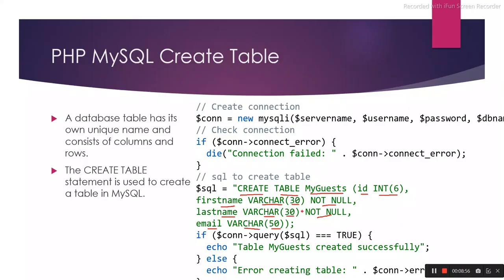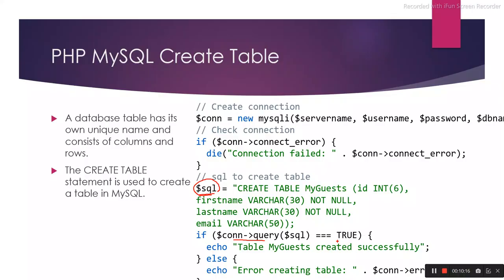So these are all 4 columns you have in the table: ID, first name, last name, email, that's it. 4 columns you have created in the table called myguest. Now I am going to execute the query. This is the query I have just written. I am going to supply this query to this command connection.query SQL. So this only will execute.